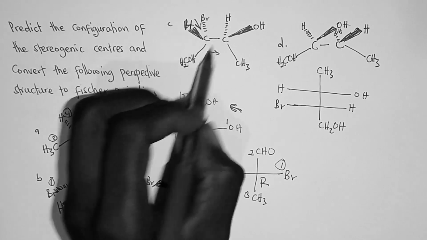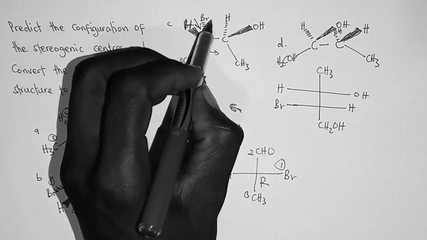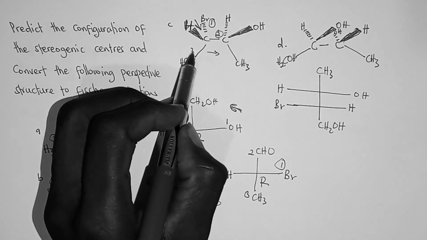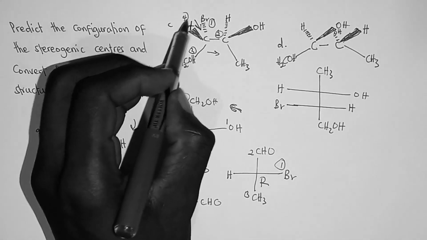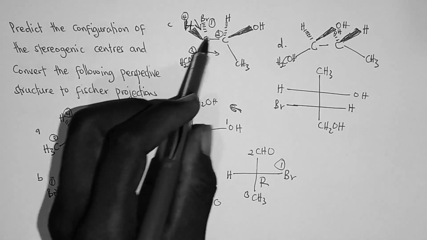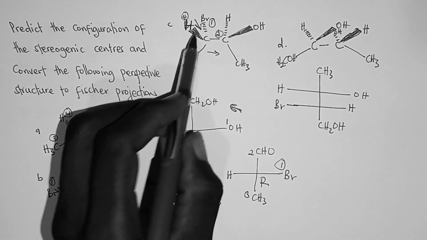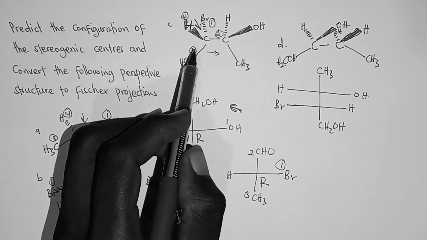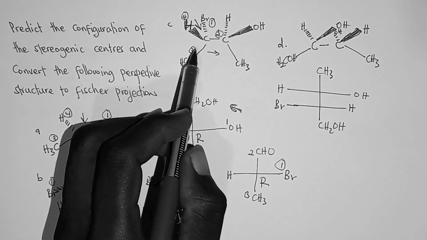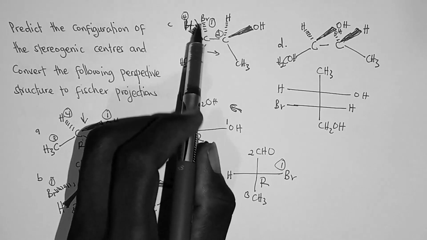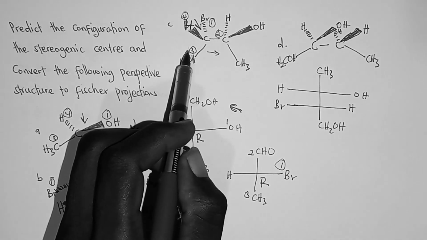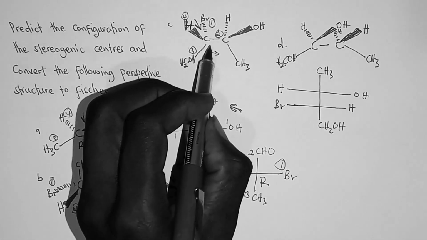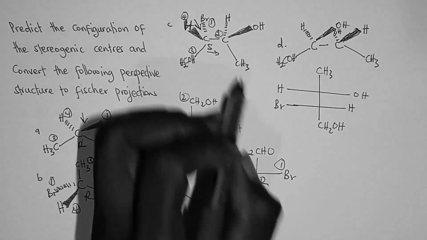So let's try and determine the configuration here. Here is 1, this side is 2, and then here is 3, and then this is 4. So in this way it is R, but the least group, which is the proton, is on the wedge bond, so we need to reverse configuration. So this part is an S.